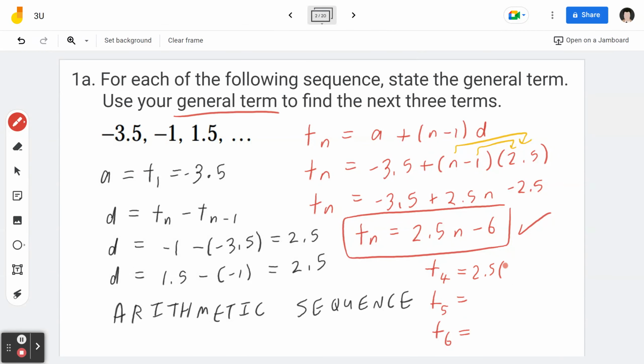So if you take 2.5 times 4 minus 6, again, you can grab a calculator. I'm going to do some mental math. 4 times 2.5 is going to be 10. 10 minus 6 is going to be 4.